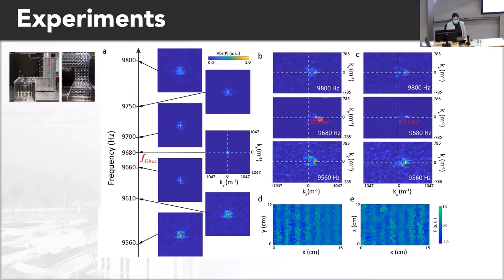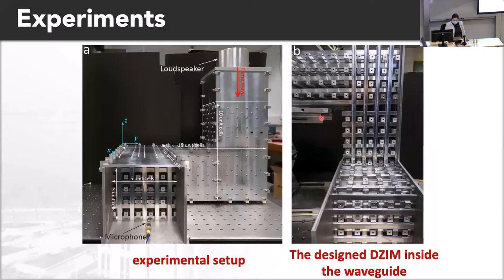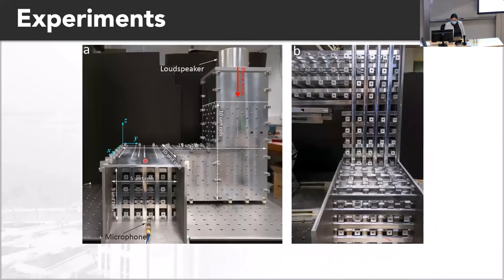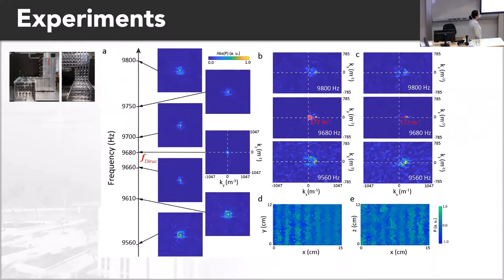You can see at the center frequency, along the kx direction, there is a certain displacement. That means the wave is propagating along the x direction. Indeed, if you remember the previous setup, the outgoing wave is coming from the x direction. So this small displacement indicates that there is a finite k along that direction. And this is the pressure field distribution measured on the output plane. So you can see this plane wavefront. So the experimental results actually confirm our numerical simulation, and also confirm that this is essentially a double zero index material.